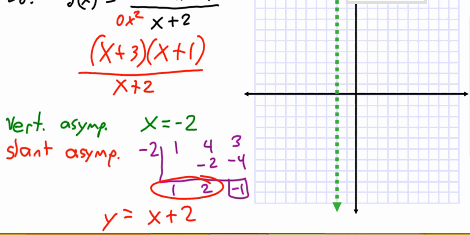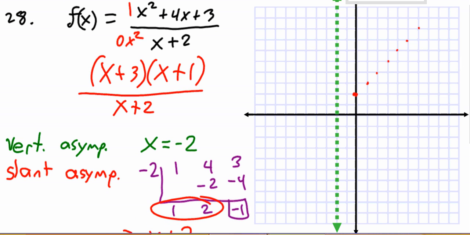So we can graph that. That's just a line. It's our asymptote. It starts at 2 on the y-axis. That's our y-intercept. It goes up 1 over 1. So all those points, I'm going to get my straight edge. There's the asymptote. So now we have our vertical and slant asymptotes drawn in. We can figure out our x and y intercepts.